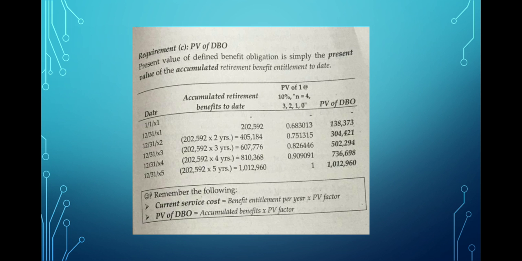The present value of DBO. Present value of defined benefit obligation is simply the present value of the accumulated retirement benefit entitlement to date. So we have the date here, the accumulated retirement benefits to date, the PV of 1 at 10%, and the PV of DBO. And you have to remember the following. Current service cost is the benefit entitlement per year times PV factor, and the PV of DBO accumulated is equal to accumulated benefits times PV factor.